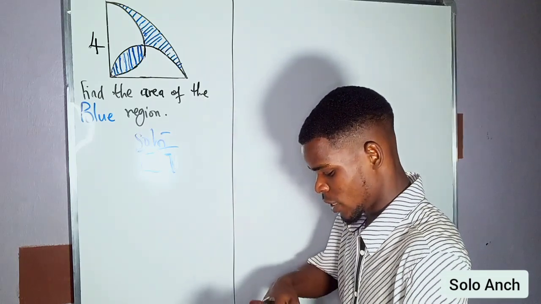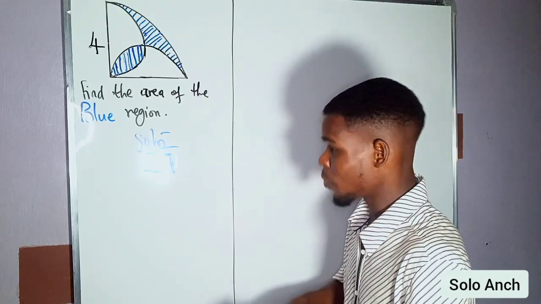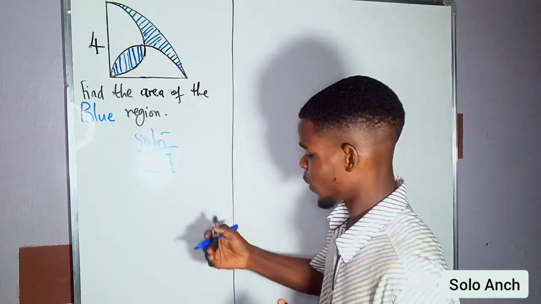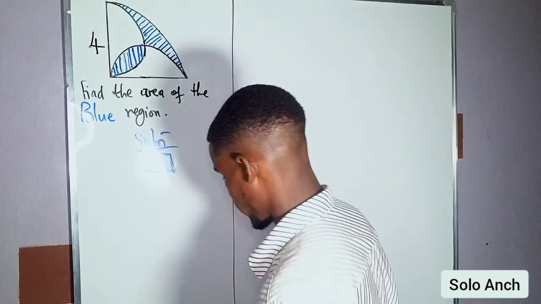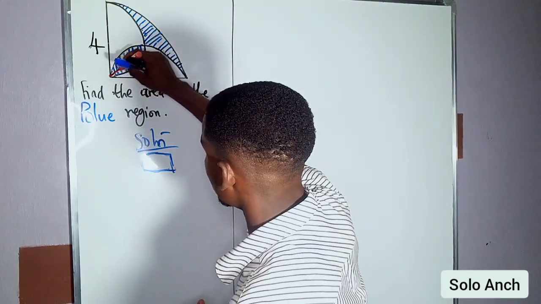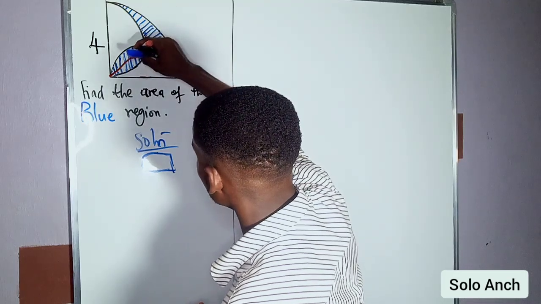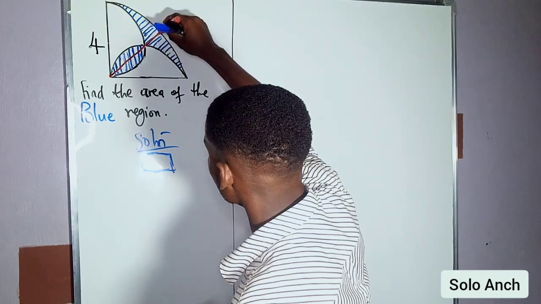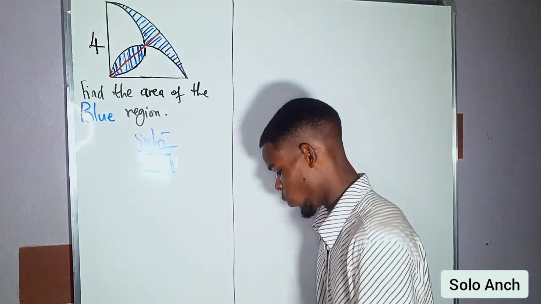Okay, so let's see how we're going to start. Well, I'm going to start off by partitioning this. As you can see, it doesn't really look nice enough. So I'm going to partition this right here. Let me use red for that. So let's cut this out from here so that we cut this quarter circle into 2 equal parts. In other words, giving us 1/8 of the original circle.